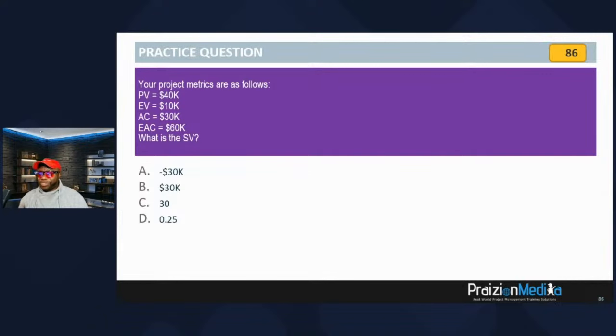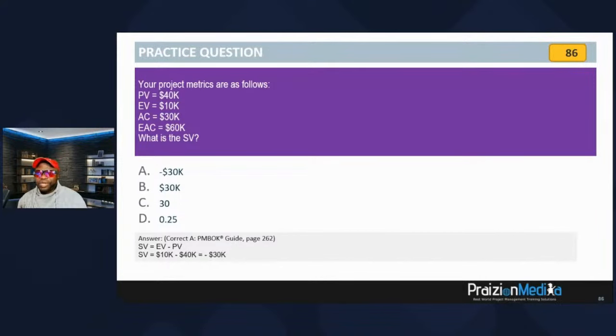All right, your time is up. So taking a look at these, there's some you can disqualify. You can disqualify those that are suspicious, such as C and D. They have no dollar signs. Now, taking a look at the actual values, you should apply the formula schedule variance is equal to earned value minus planned value. And that will give you $10,000 minus $40,000, which will give you minus $30,000.